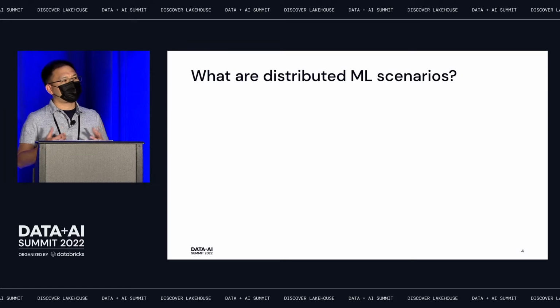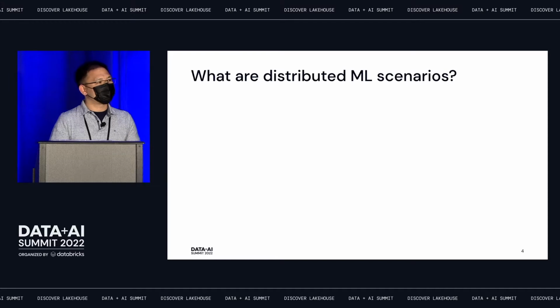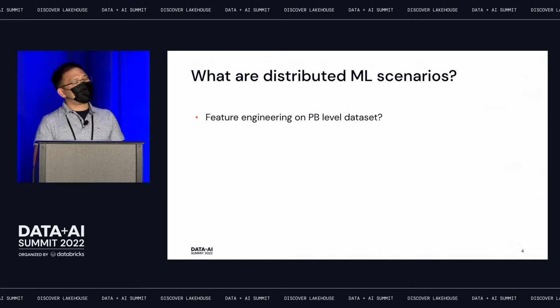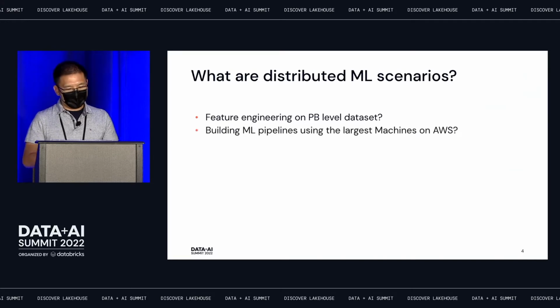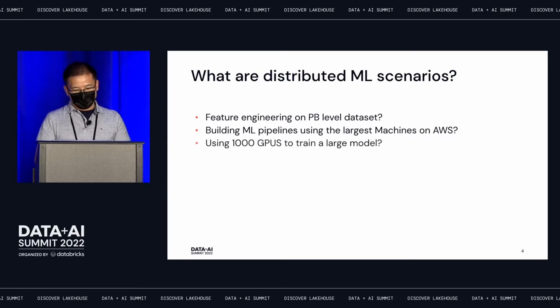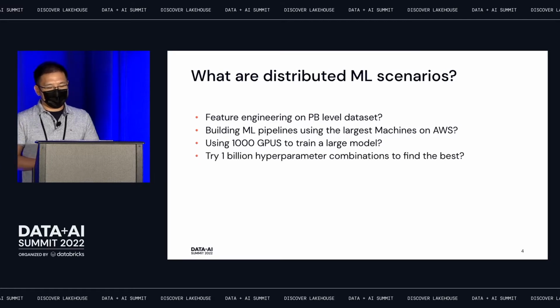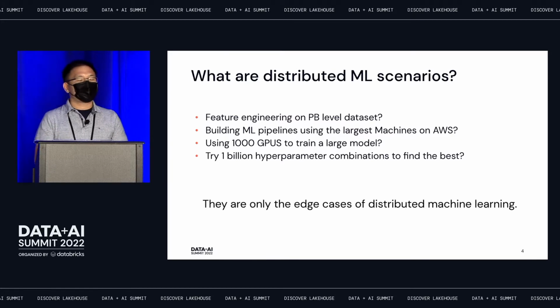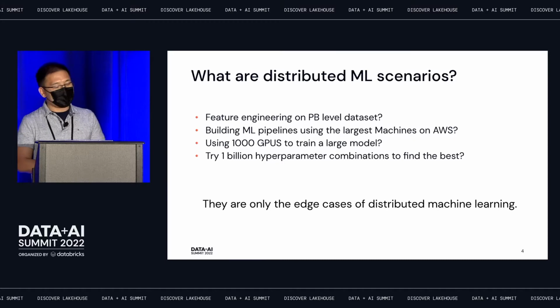In order to build such a system, the first question we ask ourselves is, what are distributed machine learning scenarios? Feature engineering on petabyte-level data, building machine learning pipelines using the largest machines on AWS, using 1,000 GPUs to train a large model, or trying 1 billion hyperparameter combinations to find the best? Well, they are all distributed machine learning scenarios, but we don't think they are the major cases. They are only the edge cases.